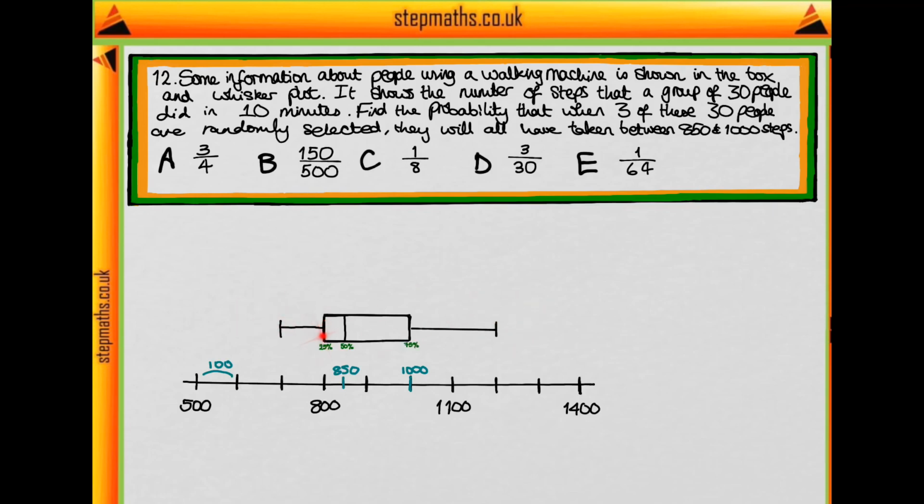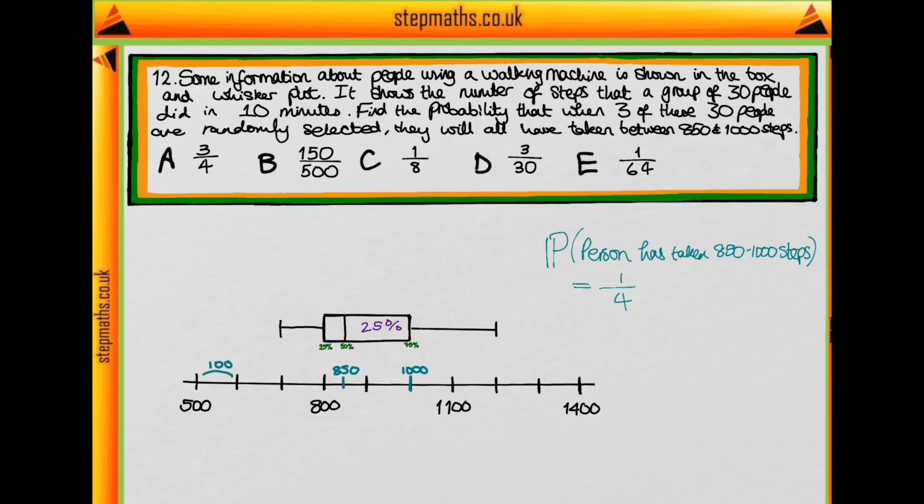Well, this point is where 25% of the data lies, and 50% is here. This is the median, so halfway point, and 75% is here. And so we can see that between 850 and 1,000 we have 25% of the people, and so we find that the probability that a person has taken 850 to 1,000 steps is a quarter, because a quarter of the people will have taken between this amount.